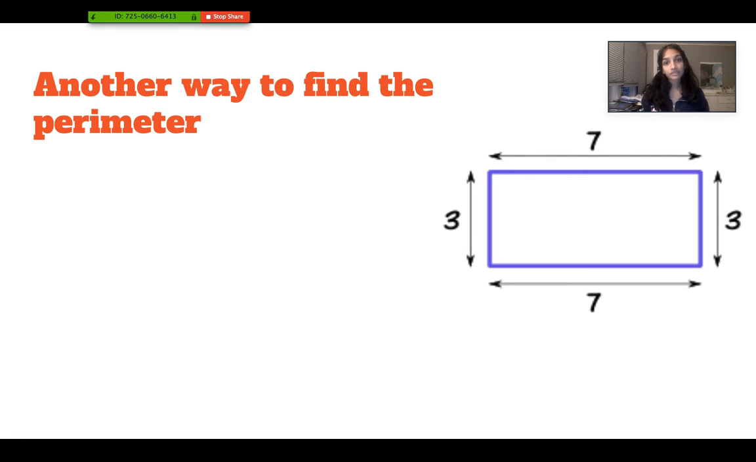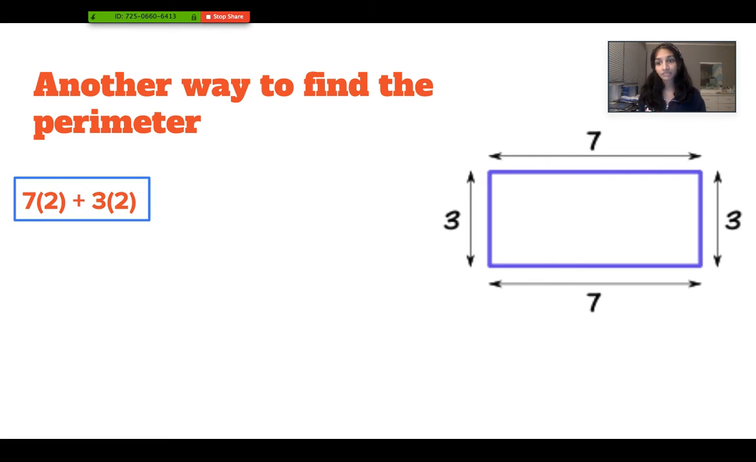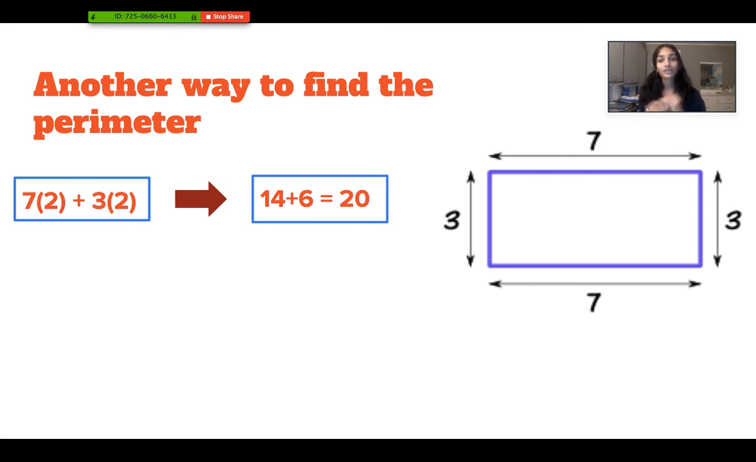When we look closer at a rectangle, we realize that opposite sides are equal. This basically means that in this rectangle, there are 2 sides that are equal to 7 and 2 sides that are equal to 3. We can rewrite the formula for perimeter as 2 times 7 plus 2 times 3, which is 14 plus 6. When we add that up, we find that the perimeter is equal to 20.